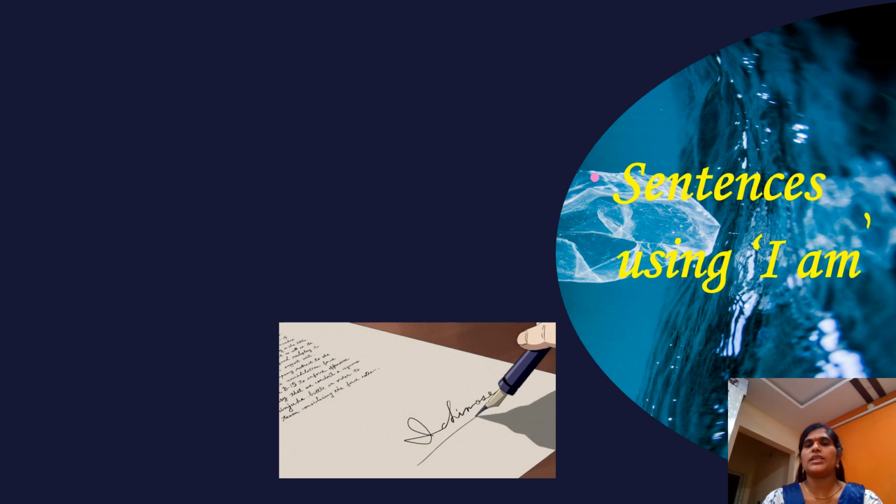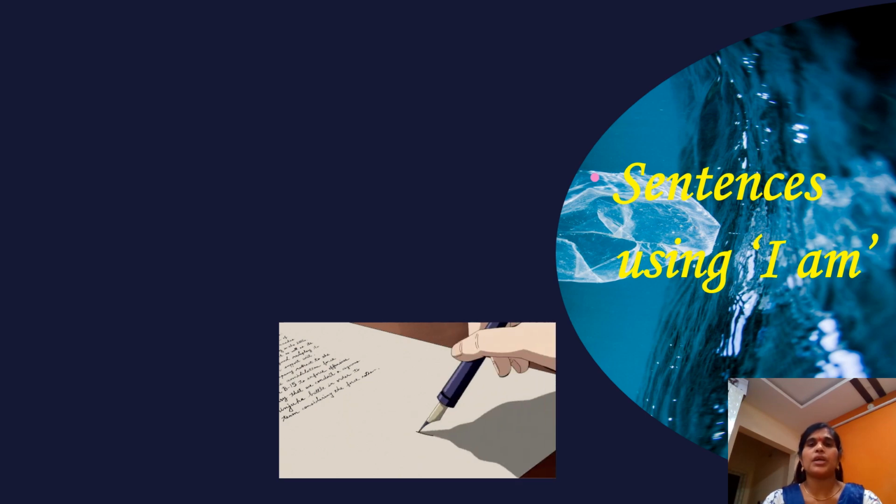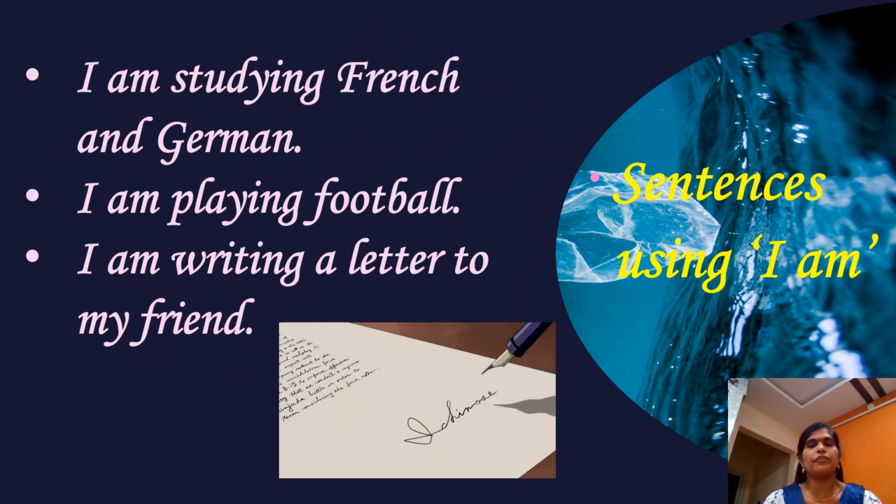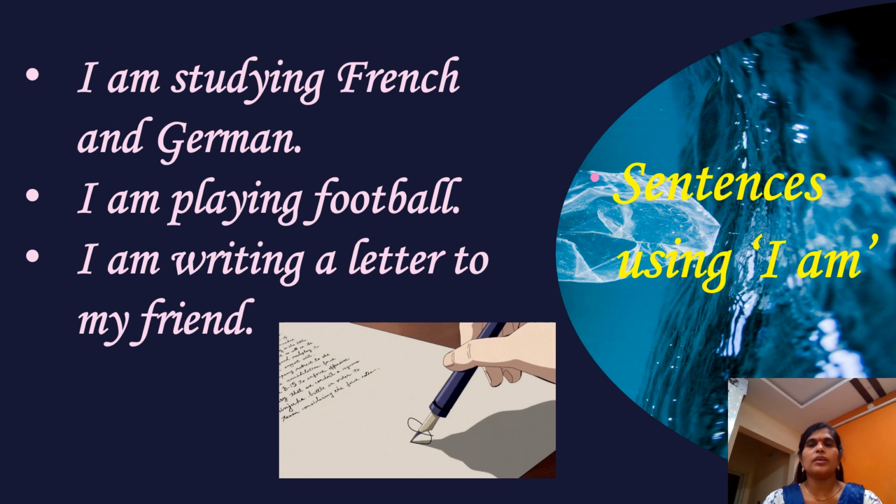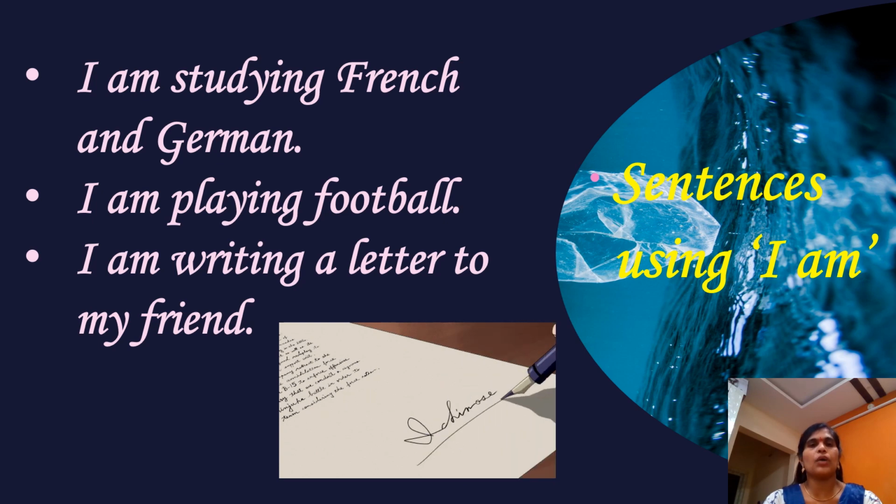Children, now let us see some of the sentences using I am. I am studying French and German. I am playing football. I am writing a letter to my friend. So here I have used the pronoun I, so it always goes with the helping verb am.